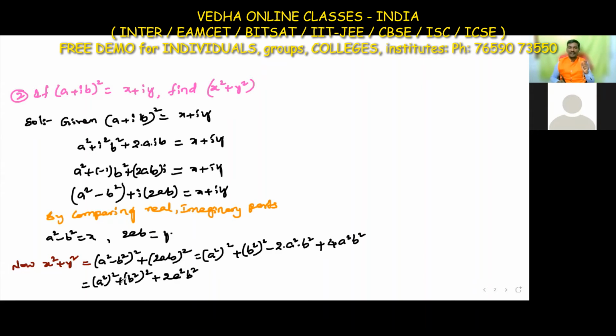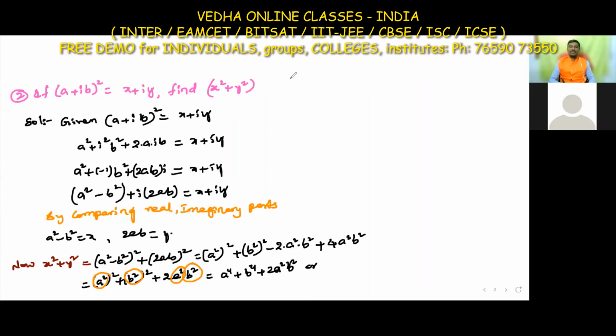Either you can write it as a power 4 plus b power 4 plus 2 into a square b square, or we can also write it as a plus b whole square formula. It is looking like a plus b whole square. What is a? A means a square, b means b square, a square plus b square, again 2ab.